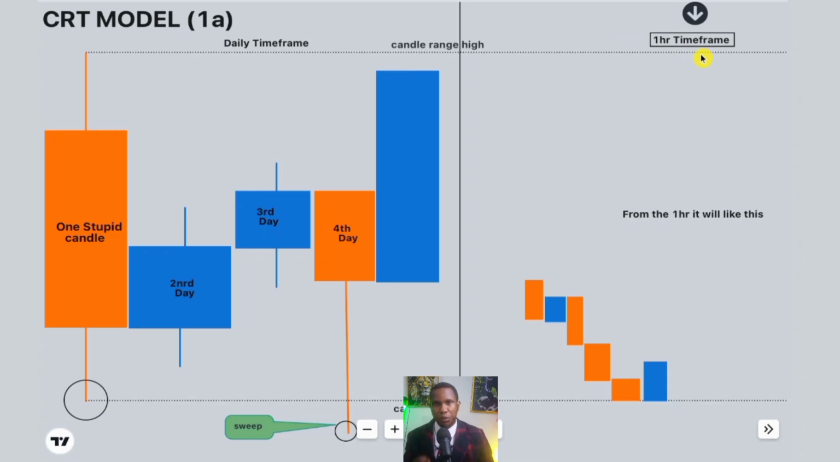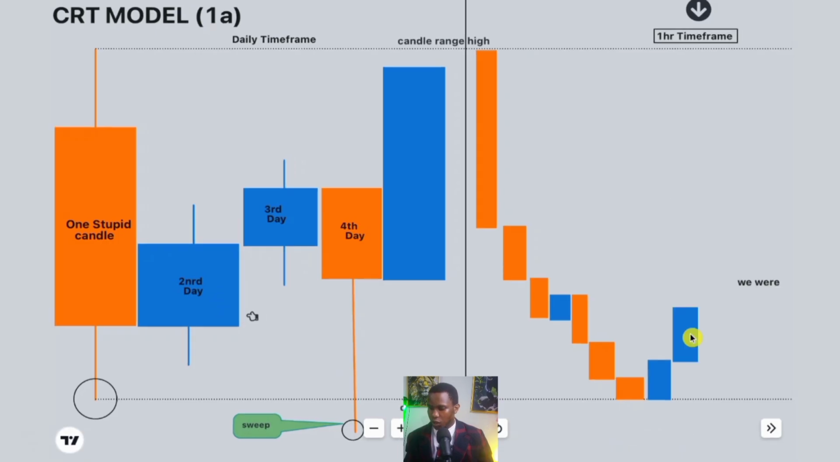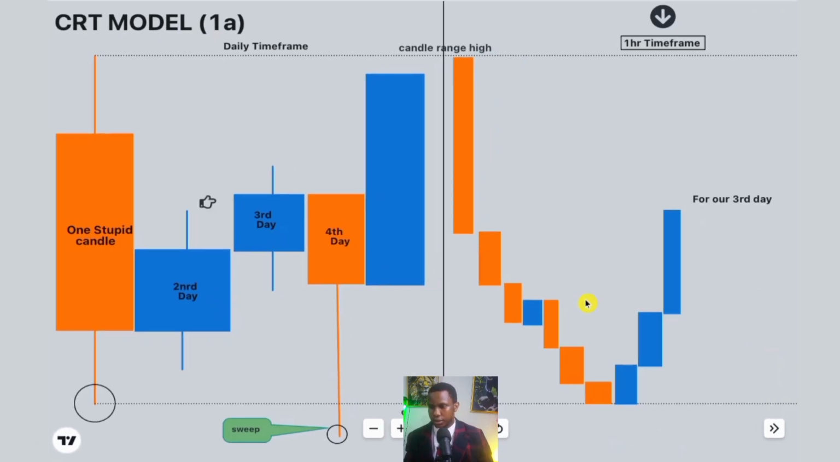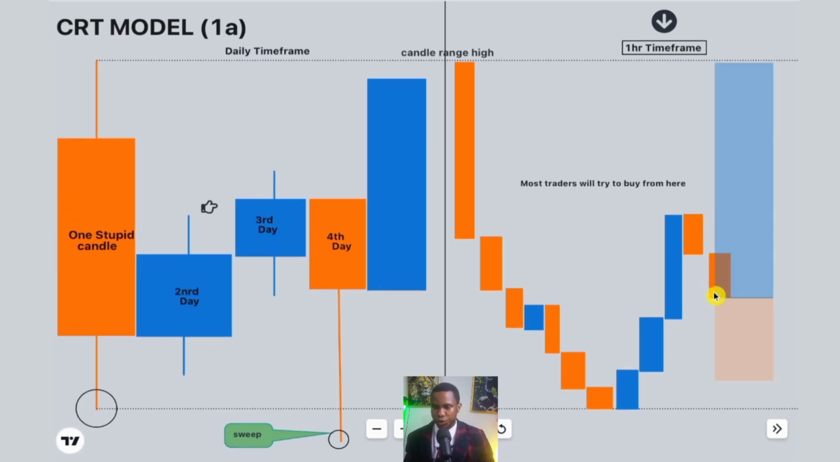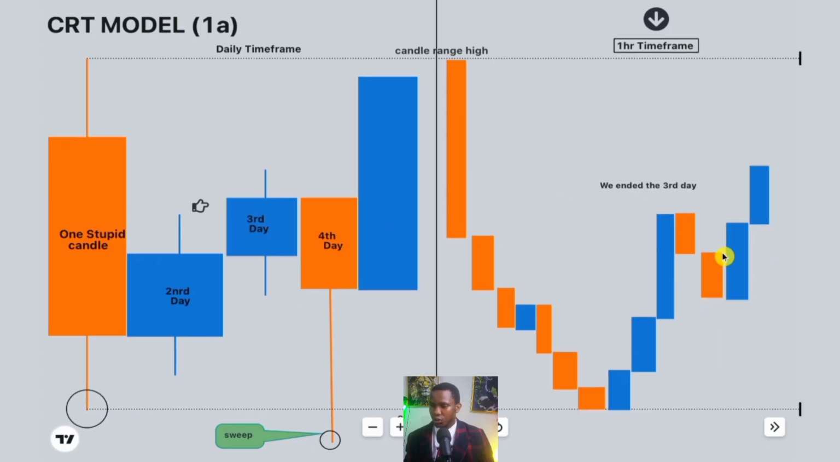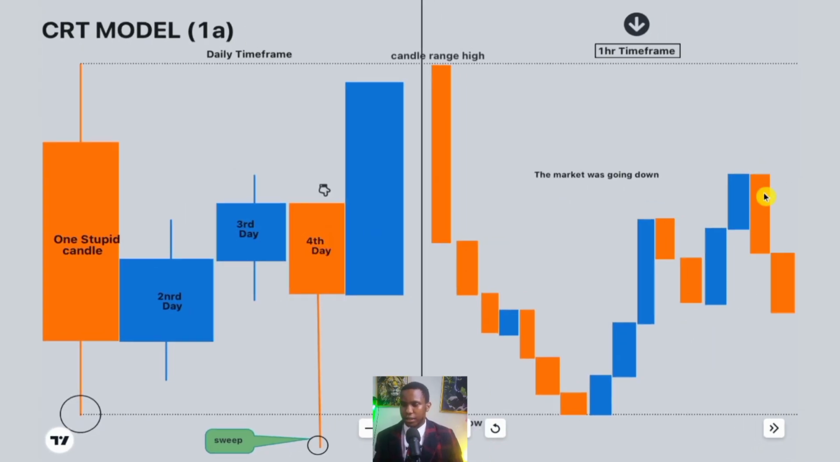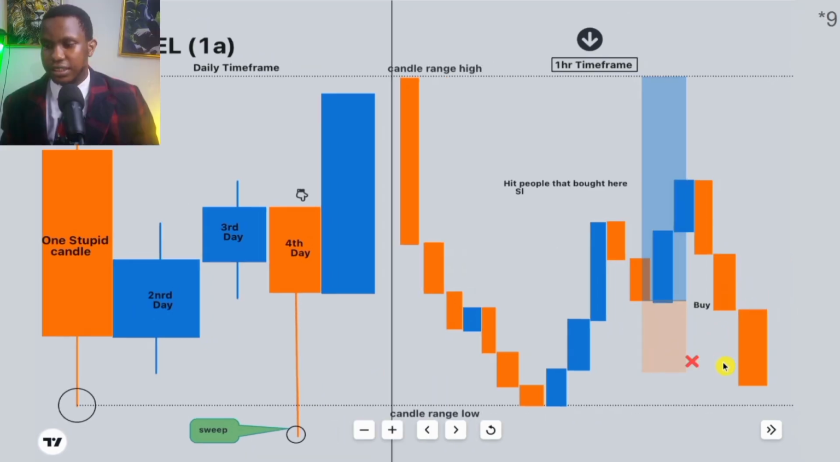This is very, very important. After our one stupid candle was formed, our second day, we are moving up. The second day price action. Our third day, first of all, pushed down a small bit. Most traders would think this is a retracement and try to buy from here. Finally the third day ended bullish. And on our fifth day, the market started going down, traders, and even hit the people that bought from this level. It's their stop loss.